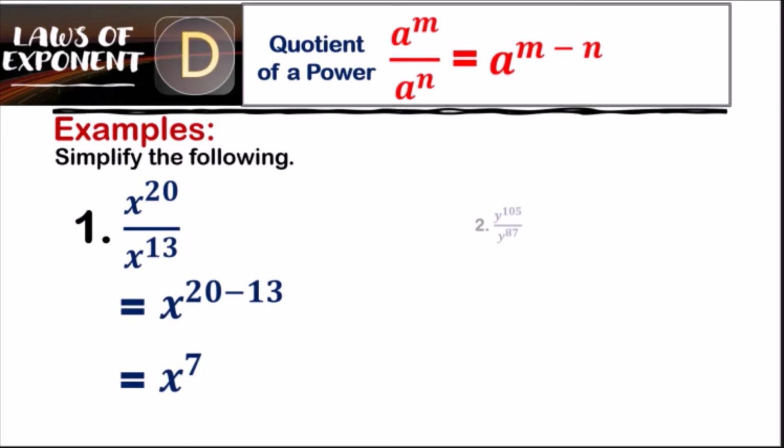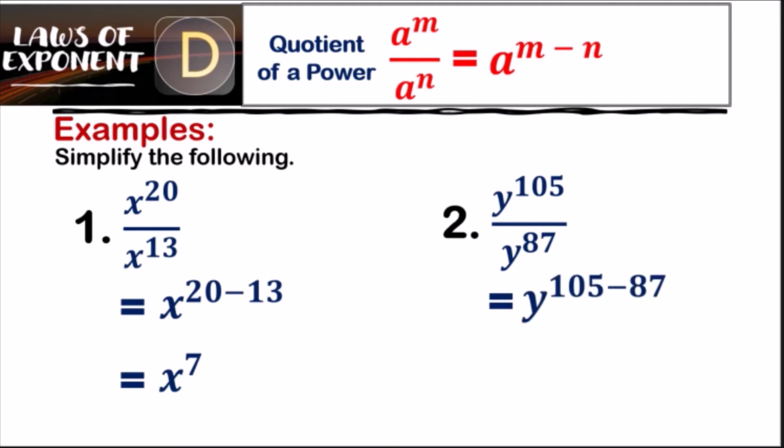What about our next example? y raised to 105 divided by y raised to 87. Applying the law, copy the common base and subtract the exponent. That is y raised to 105 minus 87. Simplify it further. We have 105 minus 87 is 18, and copy the base y. Therefore, the quotient of y raised to 105 divided by y raised to 87 is equal to y raised to 18.